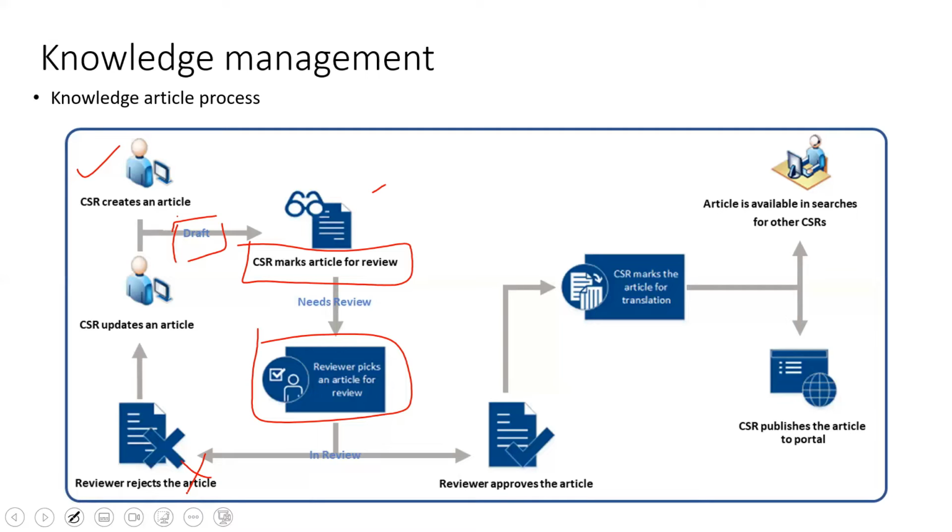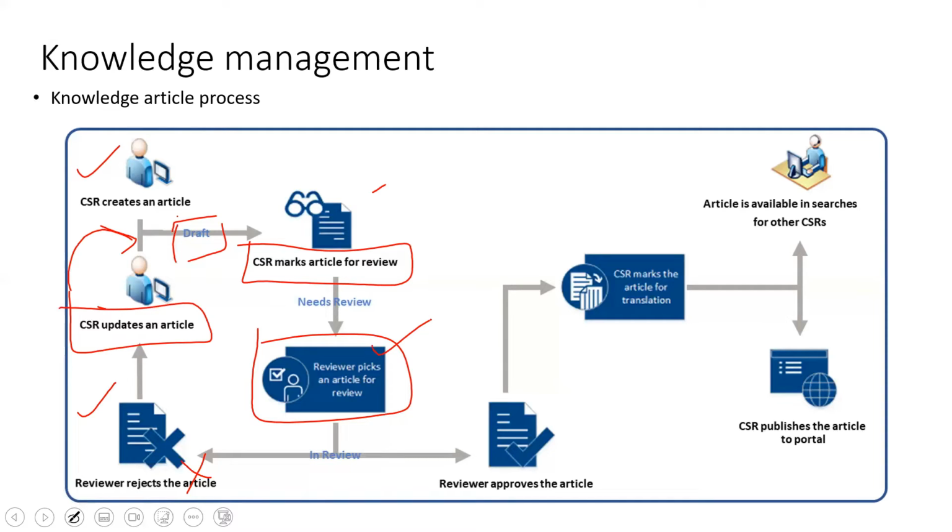Once the CSR team has received the changes that need to be done, the CSR can pick up the same article, update it, and then transfer it back to the draft section. From the draft section, they need to confirm that yes, it is ready for review. Then the reviewer will get that information and is going to verify it again.